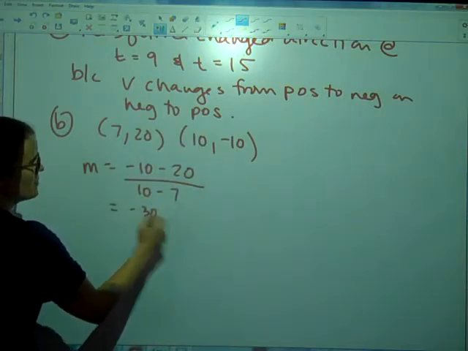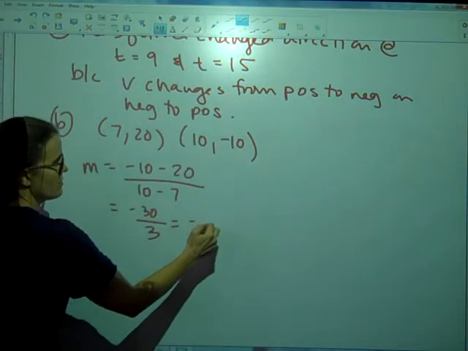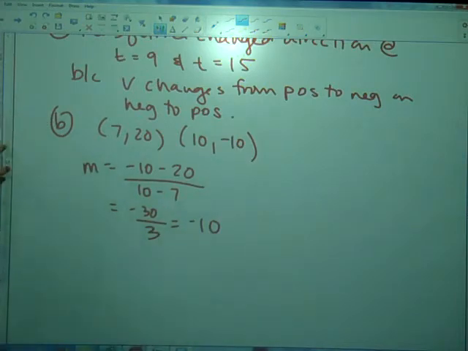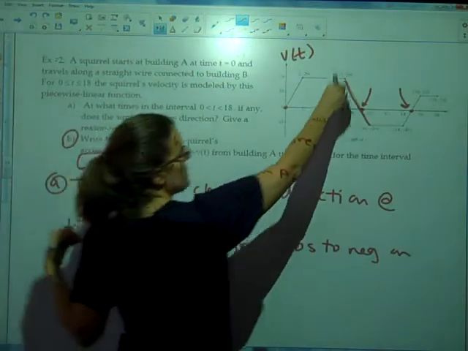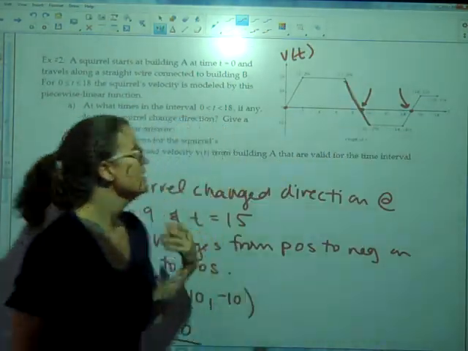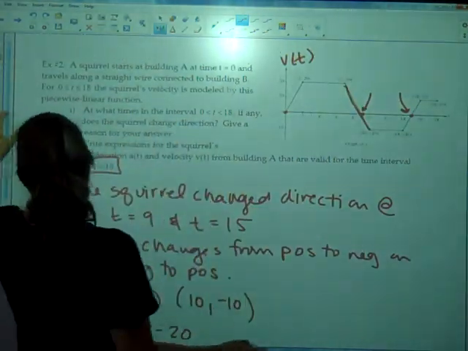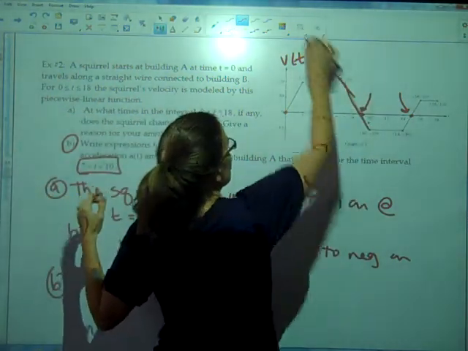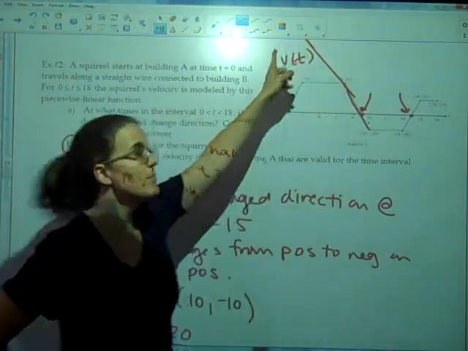What would that give us? Negative 30 over 3, so negative 10. Hopefully that's reasonable, right, looking at the picture, that our slope of this line could be negative 10. Okay. And then if we actually graphed this whole line out, we would be crossing through up there at B.